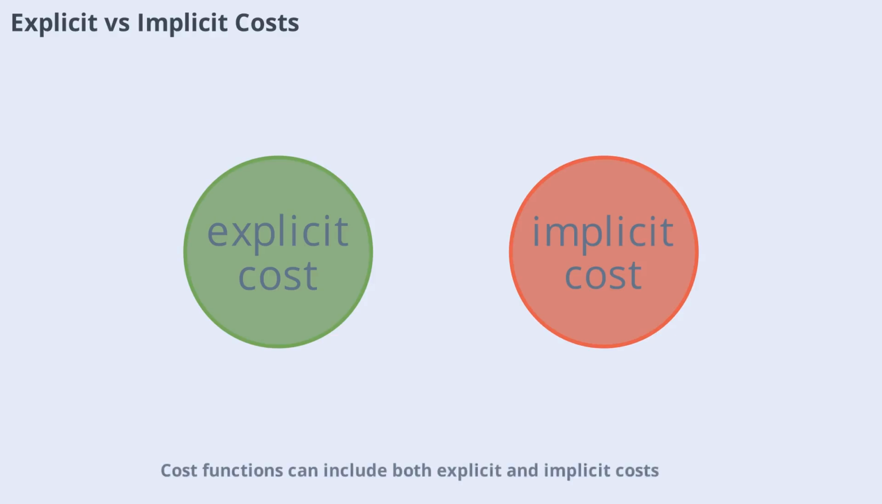Cost functions can include both explicit and implicit costs. Explicit costs are direct, out-of-pocket expenses like wages and materials. Implicit costs represent the opportunity cost of using resources in a particular way, such as the income a business owner forgoes by working in their own firm instead of elsewhere. Both types are important for understanding true economic costs.